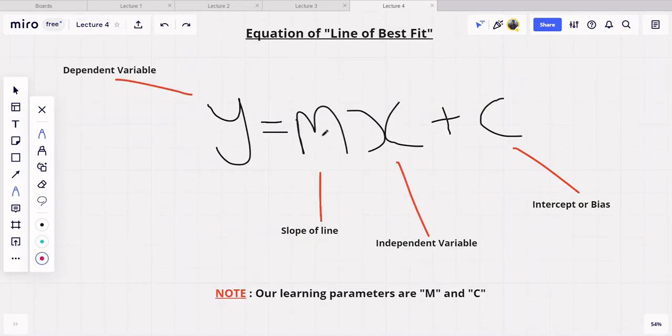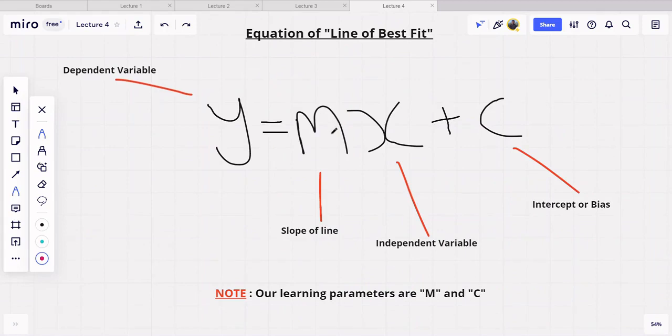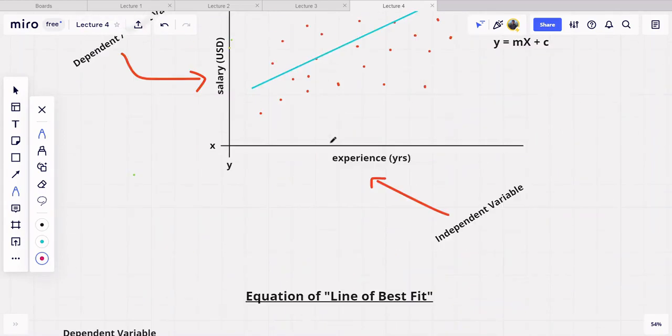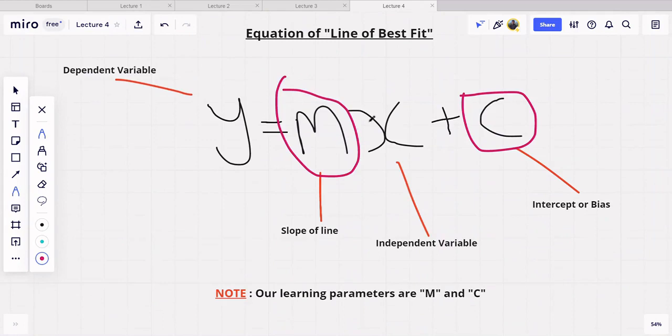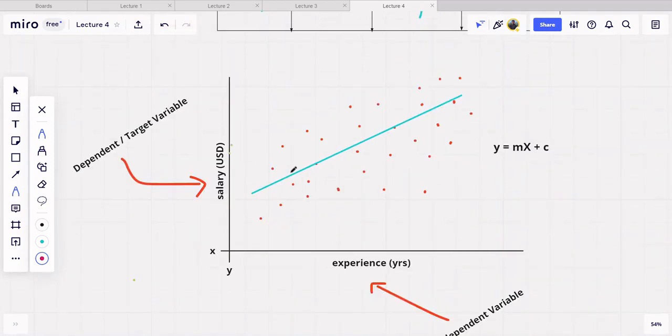So when I say that we want to find the line of best fit, I'm saying that we want to find the most optimal parameters here. We want to find the most optimal values for m and c. Basically, we want to find the values for the slope and the intercept such that they will give us the most optimal predictions.